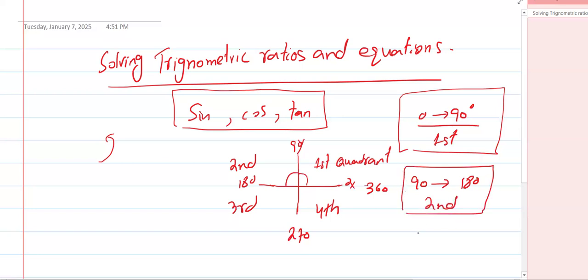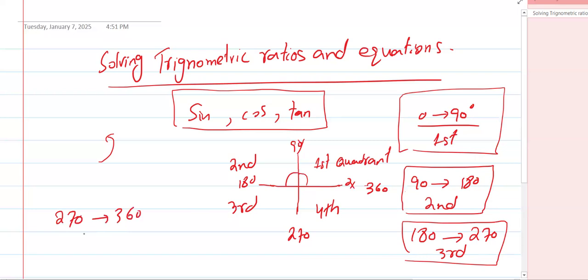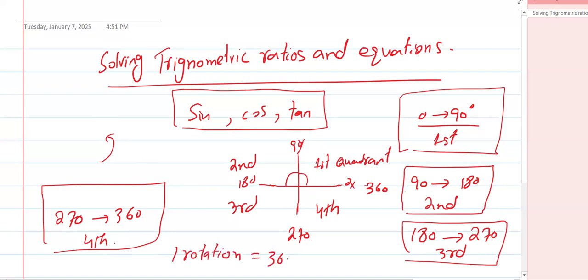And from 180 to 270 is the third quadrant. And from 270 to 360 is the fourth quadrant. Now, if you complete one full rotation, it is equal to 360 degrees. Always remember that. One full rotation is equal to 360 degrees. Clear?